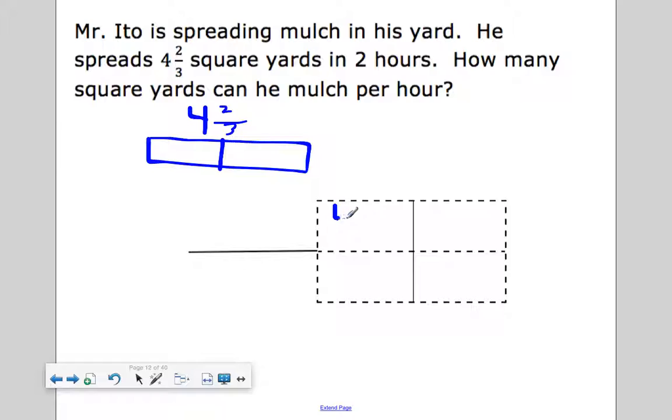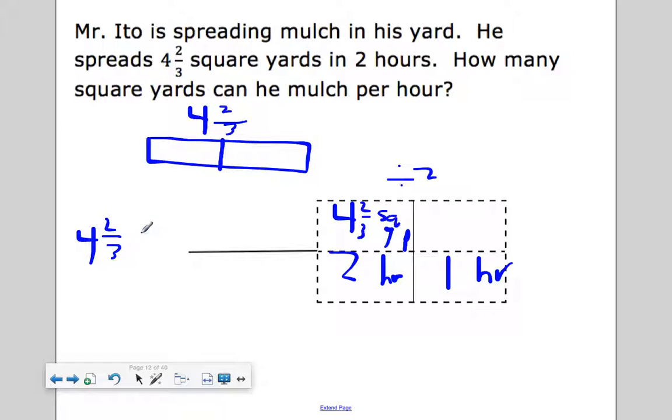Or if you prefer, setting up as a rate, so 4 2/3 square yards, and it takes 2 hours, and I need to break it down to 1 hour, or each hour, per hour. How will I break it down? I divide the numerator and denominator by 2. So it's 4 2/3 divided by 2.